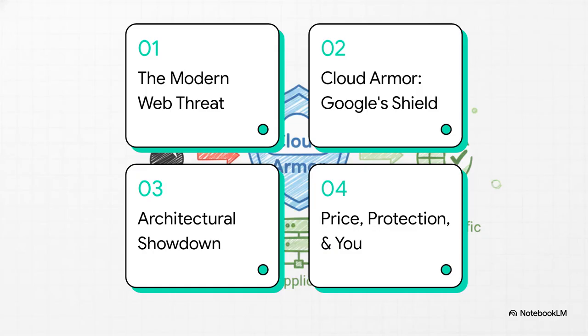Okay, so here's how we're going to break this down. First, we've got to understand the battlefield. What is the modern web threat landscape really like? Then, we'll dive deep into Google's own shield, Cloud Armor. After that, we'll put it head-to-head with one of the biggest names in the game. And finally, we'll talk price and protection to help you figure out what's actually right for you.